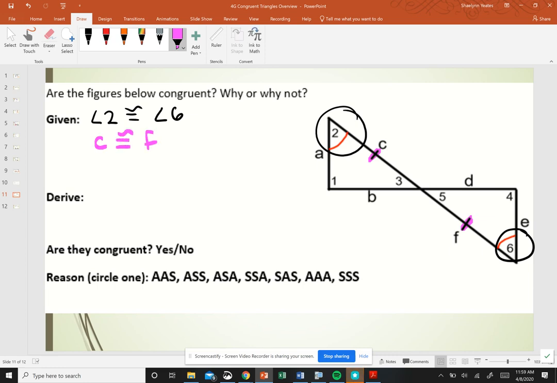Now, what else can we figure out? If you haven't seen it yet, you hopefully are starting to see vertical angles. So angle 3 is congruent to angle 5 because they are vertical angles. I've just started marking it with VA because it's shorter. Now we have angle, side, angle. Are they congruent? Yeah, they are. And they're congruent by angle, side, angle.